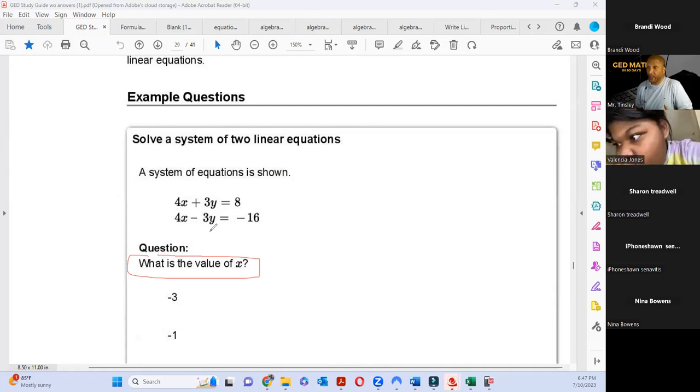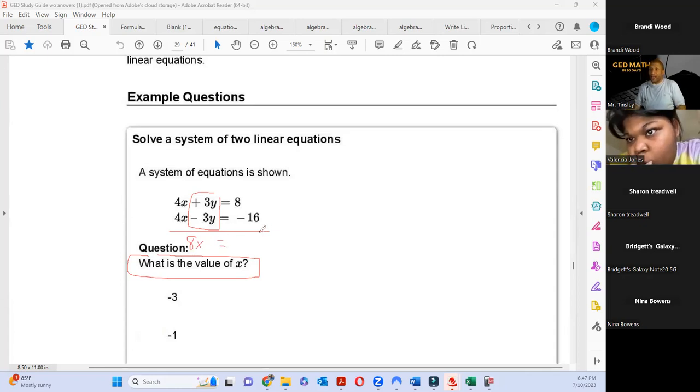Y? Y. I should eliminate Y. What do you notice about Y already? They're different. Let's already cancel. They already canceled. They're already opposites. What's 4x plus 4x? 8x. The 3y and the minus 3y cancel.